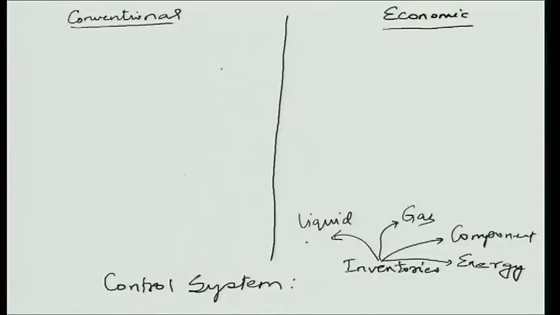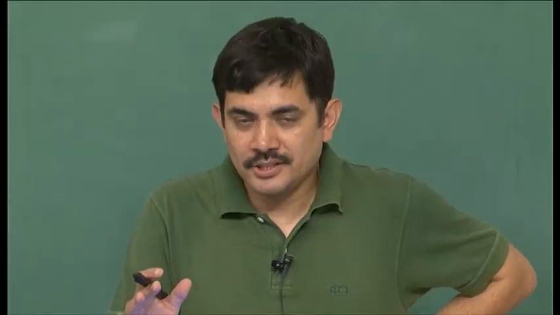Okay. Now, it so turns out that some of these inventories are economically more important, while the others are not as important. For example, if I take a reflux drum on a distillation column, its level does not affect the steady state of the column at all.